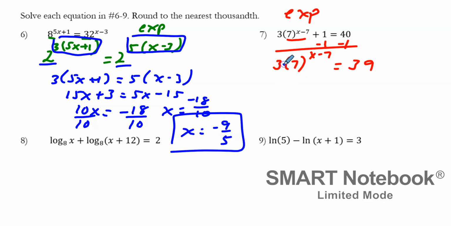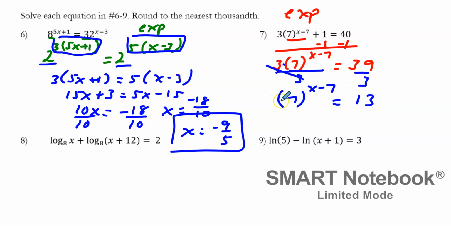But the 3 and the 7 are both not regular numbers. 7 is a base. So we can't multiply a regular number times a base. Instead, what we need to do is isolate the exponential piece. So we need to divide both sides by 3. So we'd have 7 raised to the x minus 7 power equals 13.